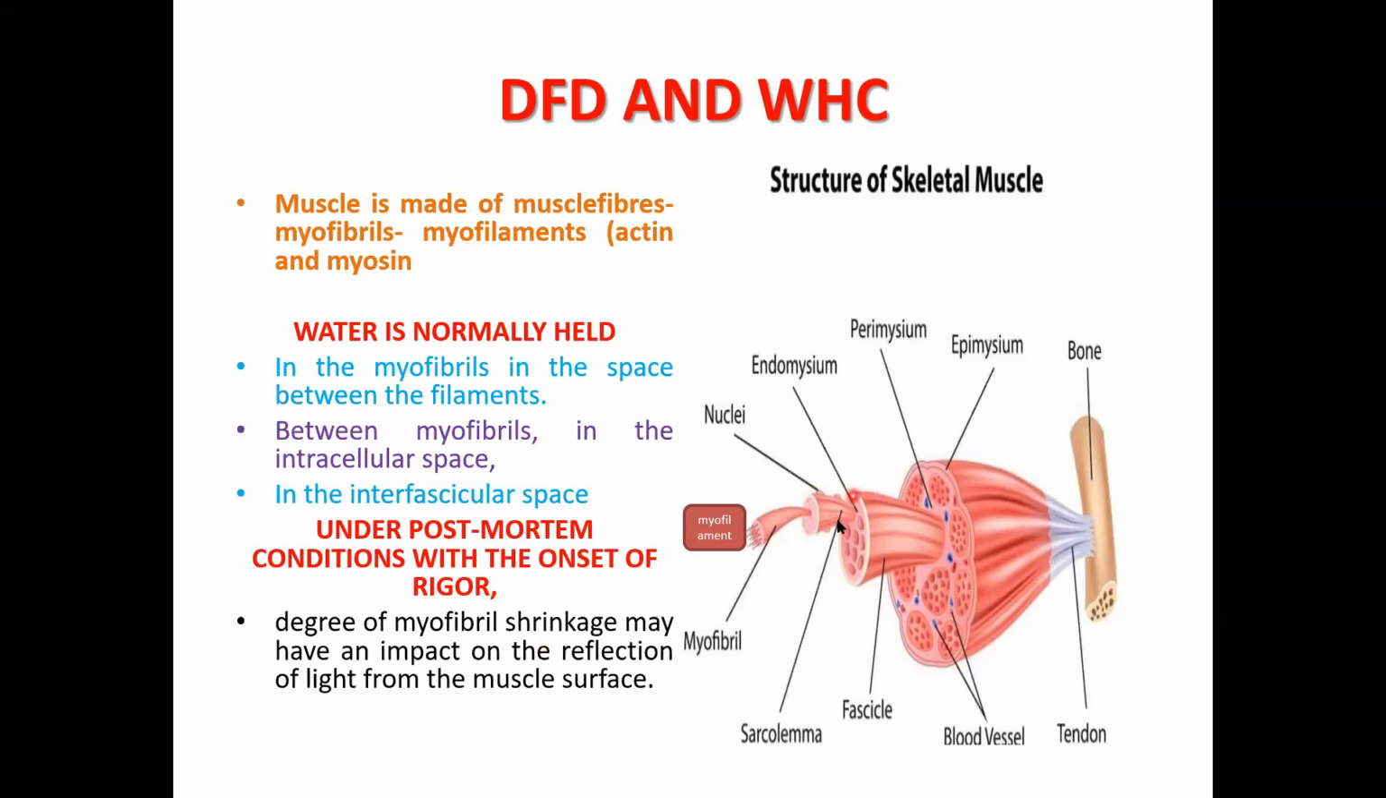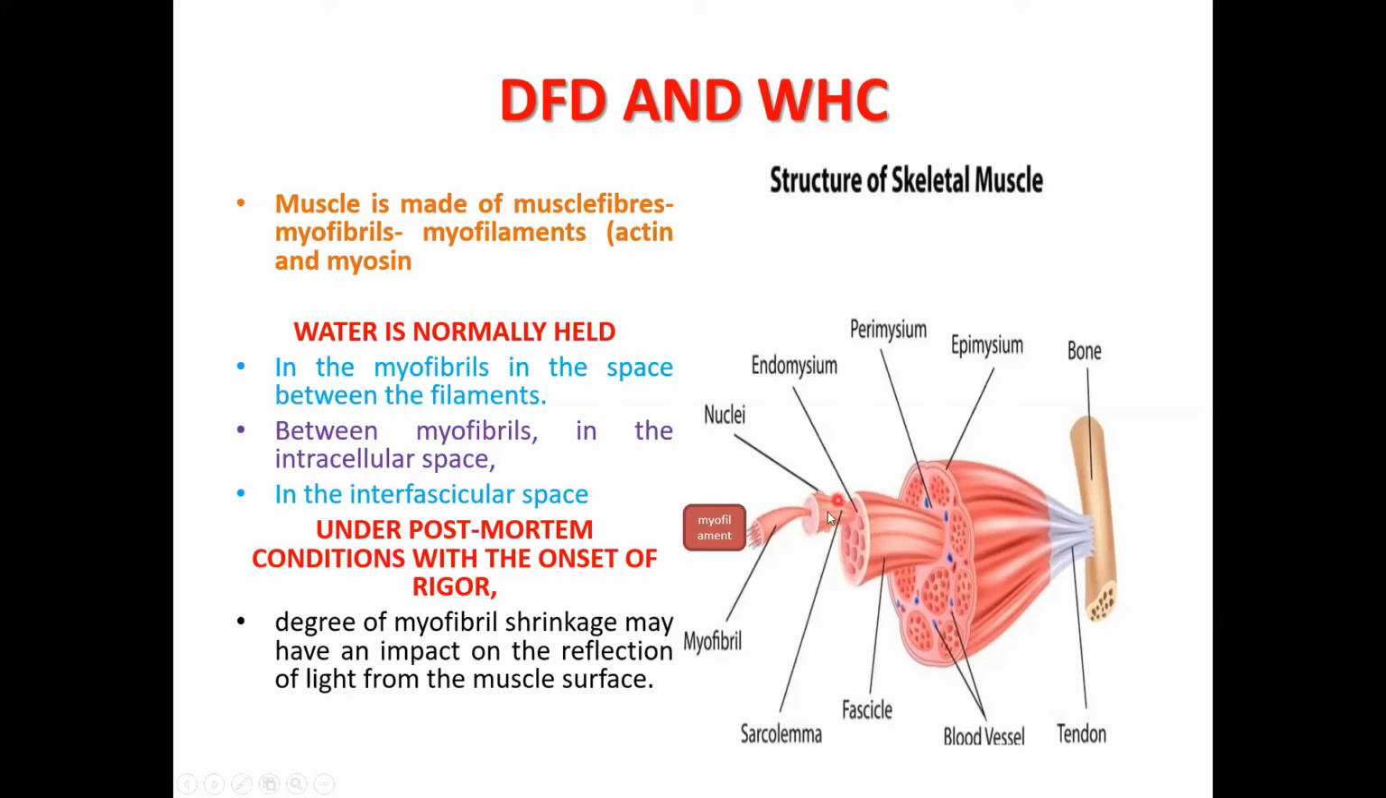But in the case of DFT, since it has a high ultimate pH, the denaturation of the protein will be less. Since the denaturation is less, the muscle has more water holding capacity. So these muscle fibers will be more swollen and tightly packed with each other. When light falls, the reflection surface is less, so most of the light is absorbed, and it gives the dark color. I'll repeat again.